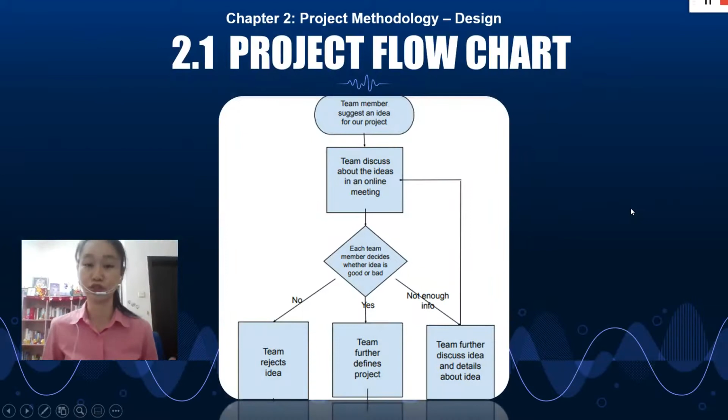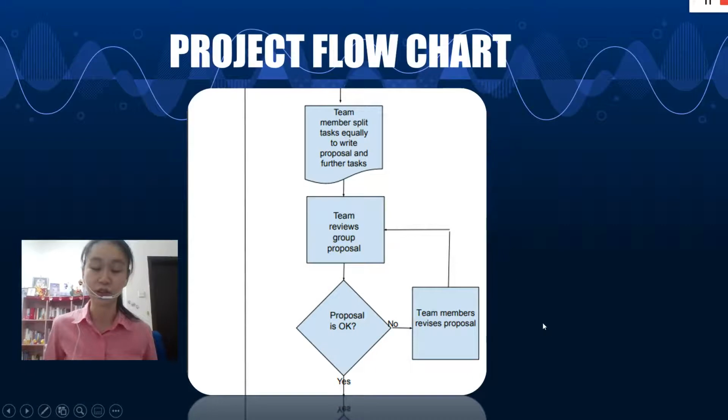And then the project flowchart, you can see that we have a meeting where we suggest ideas, and then we discuss online because of COVID-19, we can't meet each other, and then we see if it's good or bad. If it's not, we reject it. If it's good, then we elaborate it, and then we find details about it.